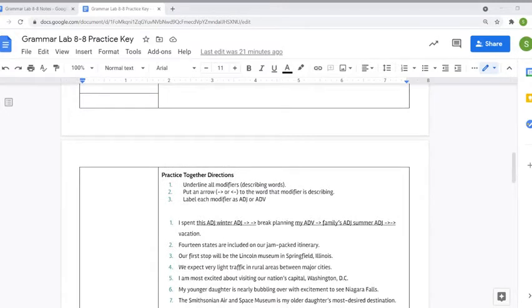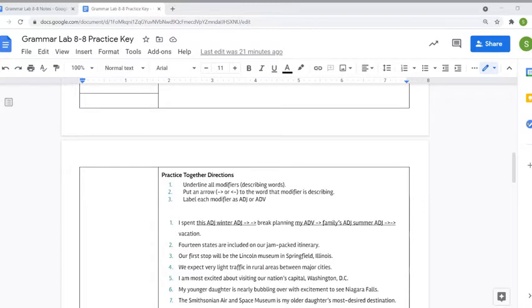Again, we'll underline all the modifiers. We're going to put an arrow to the word the modifier is describing. And then we're going to label each modifier as adjective and adverb. That's the last step. So for sentence number 1, already done for you: I spent this winter break planning my family's summer vacation.